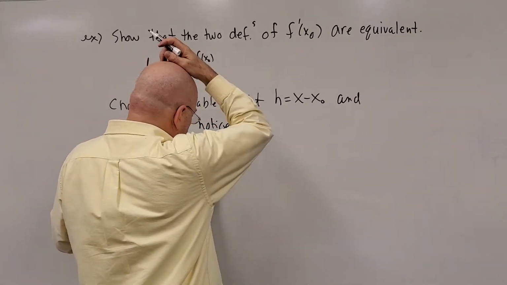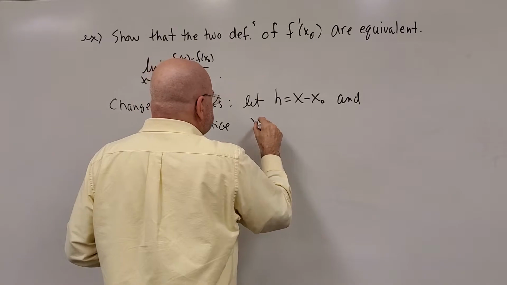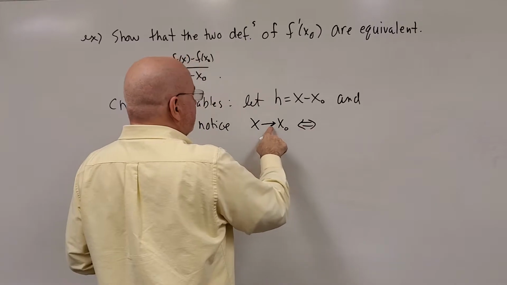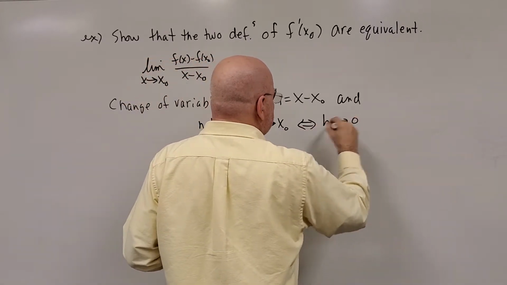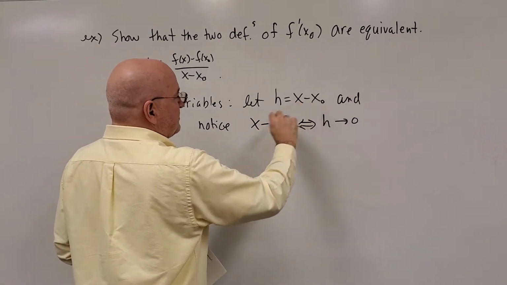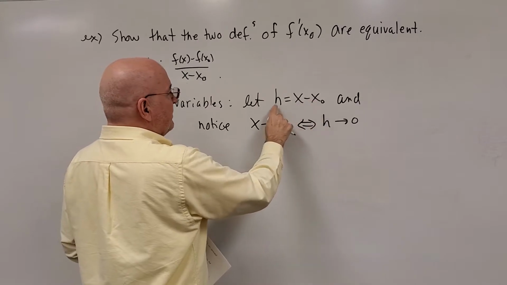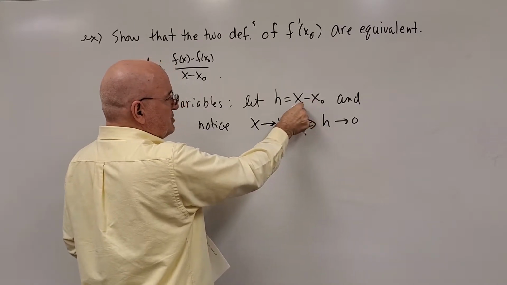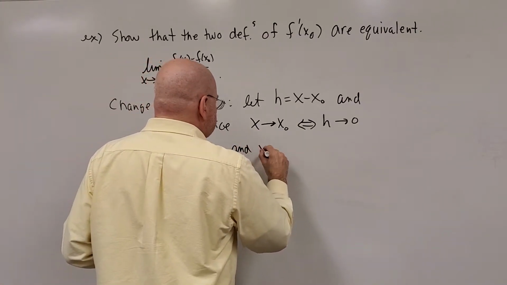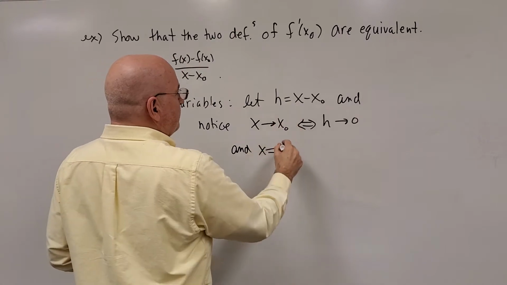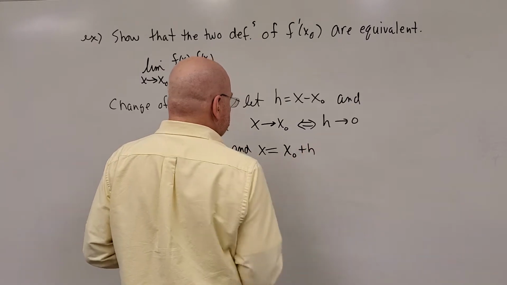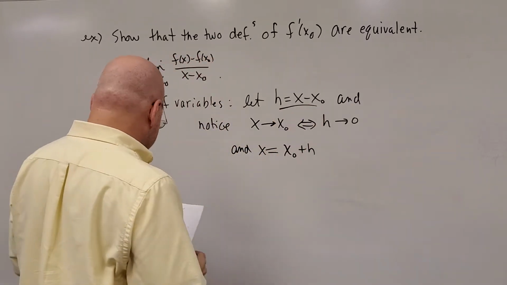let's notice what we get from that. Notice that x goes to x naught is essentially equivalent. That happens if and only if h goes to 0, because h is equal to x minus x naught. So the only way to get h to 0 is to have these approach each other. And how could we write x? x from this equation would be h plus x naught. I'll write it like x naught plus h. That's just using that line right there.